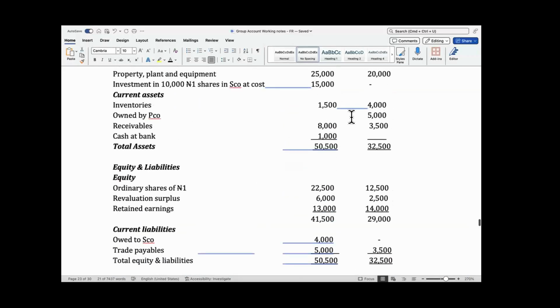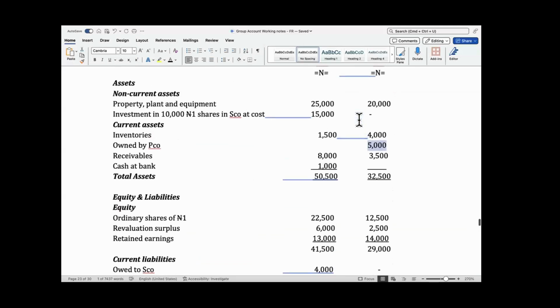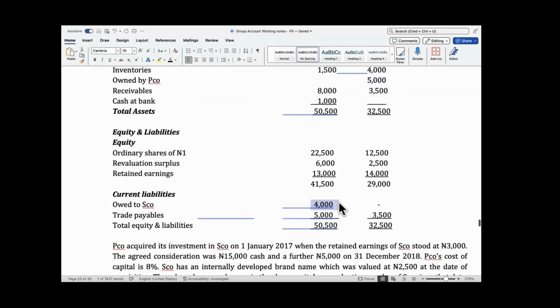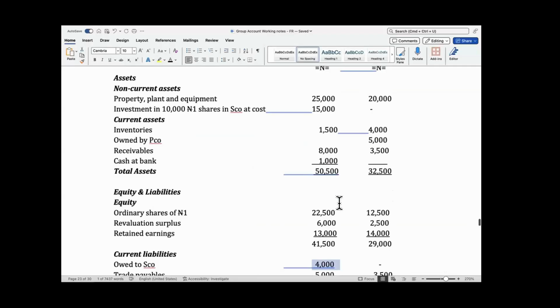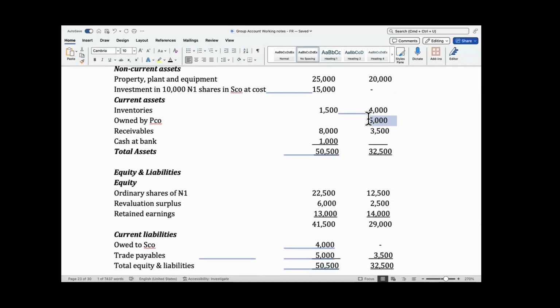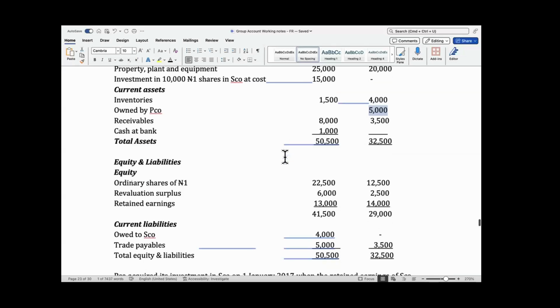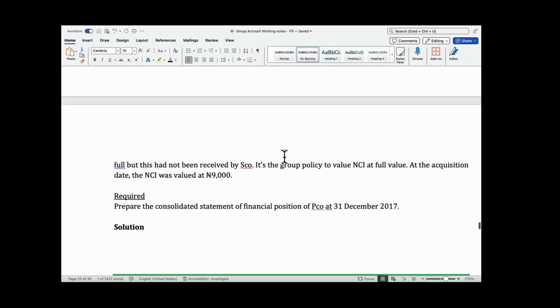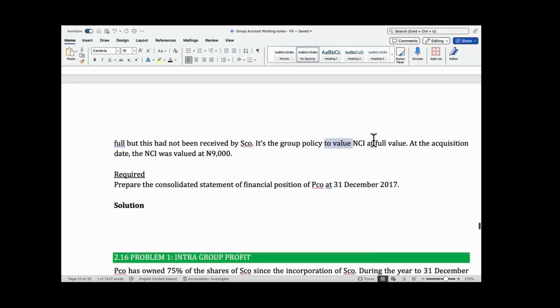So ESCO is saying you're owing me 5,000. Pico is saying, oh, I've sent you money now, I'm only owing you 4,000. And it's because ESCO hasn't received it. So there's a 1,000 uncompleted transaction that cannot be eliminated. When you're eliminating, you eliminate to the tune of the 4,000 that has been completed. The remaining 1,000 will be consolidated because it's a similar transaction, but not completed yet. So you still put it in the books, still pending. Okay.